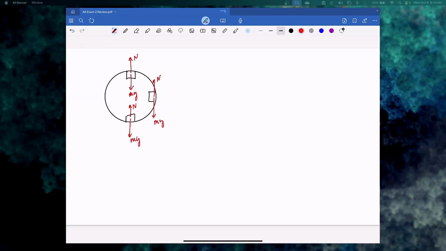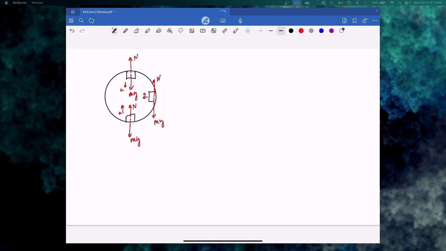Okay, so what's the direction of the acceleration at the bottom? Hint, the answer for all three of these is exactly the same. Towards the center. Towards the center at the bottom happens to be up. Towards the center at the top happens to be down. And towards the center at the side happens to be sideways.